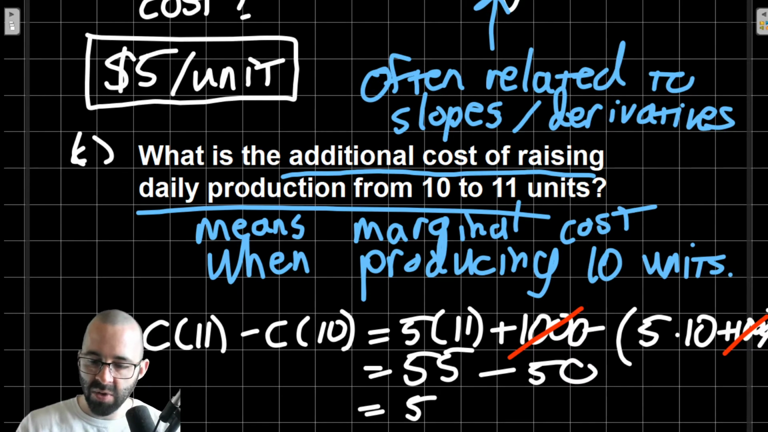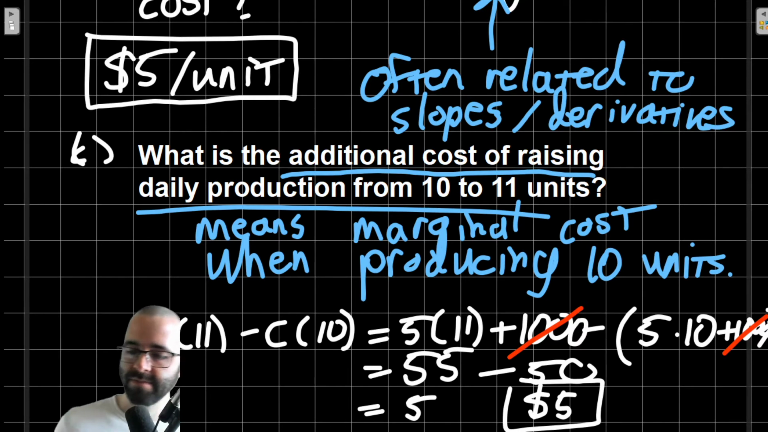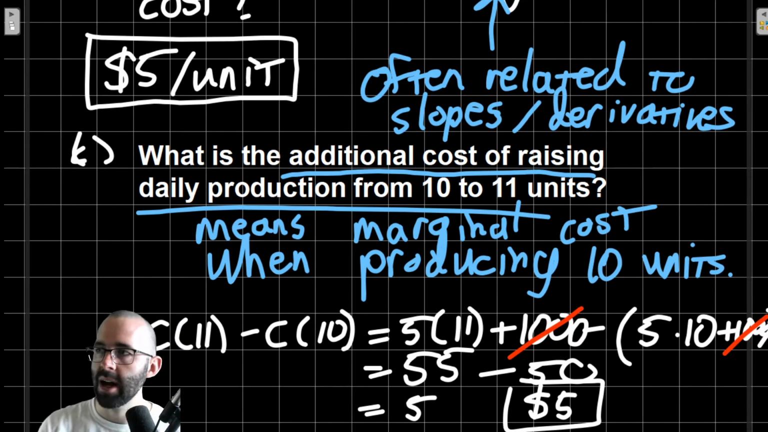The additional cost of raising daily production from 10 to 11 units is $5, which is exactly what we thought was going to happen. Okay? And that's example 6.